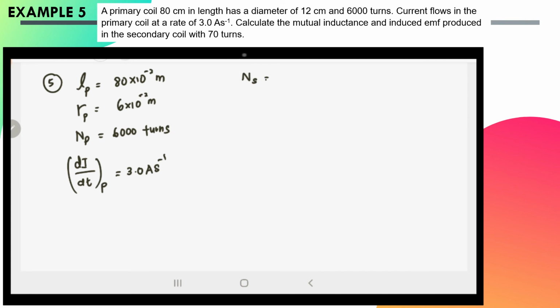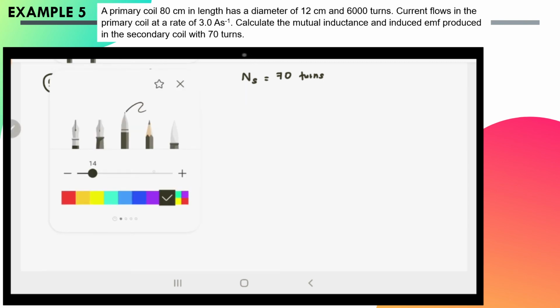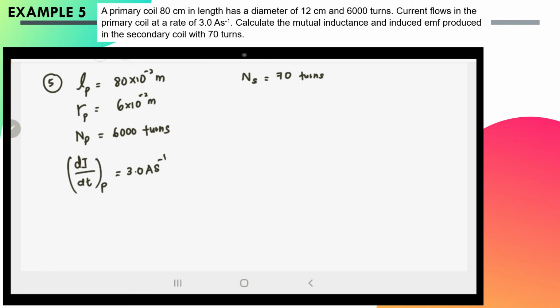So for the secondary coil, let's write the information. N is equal to 70 turns. Okay? So let's proceed. Calculate the mutual inductance in coil 2, secondary coil. So let's write the equation where M is equal to mu naught N_P N_S A over L.